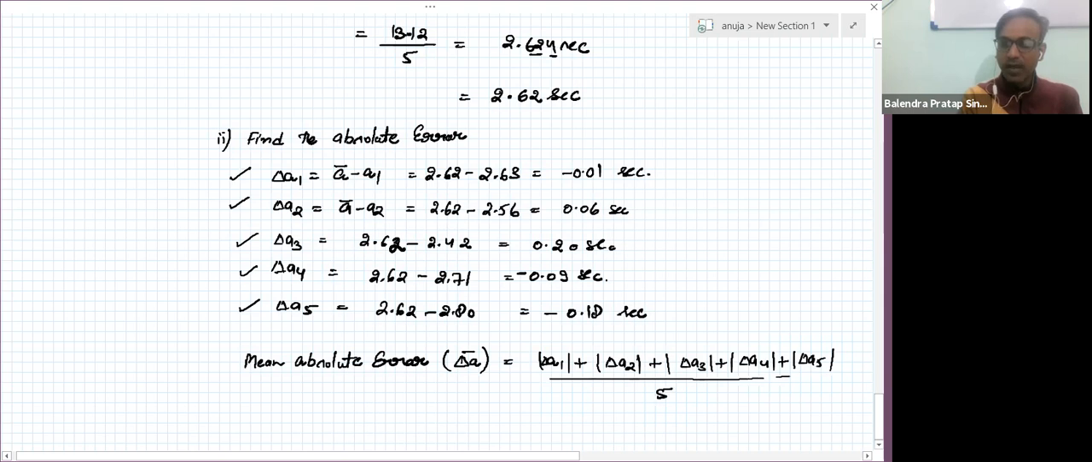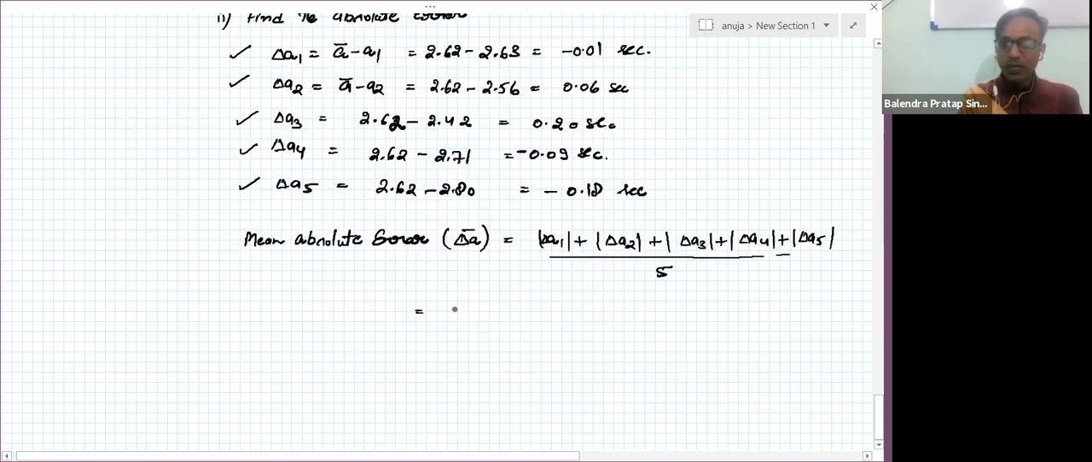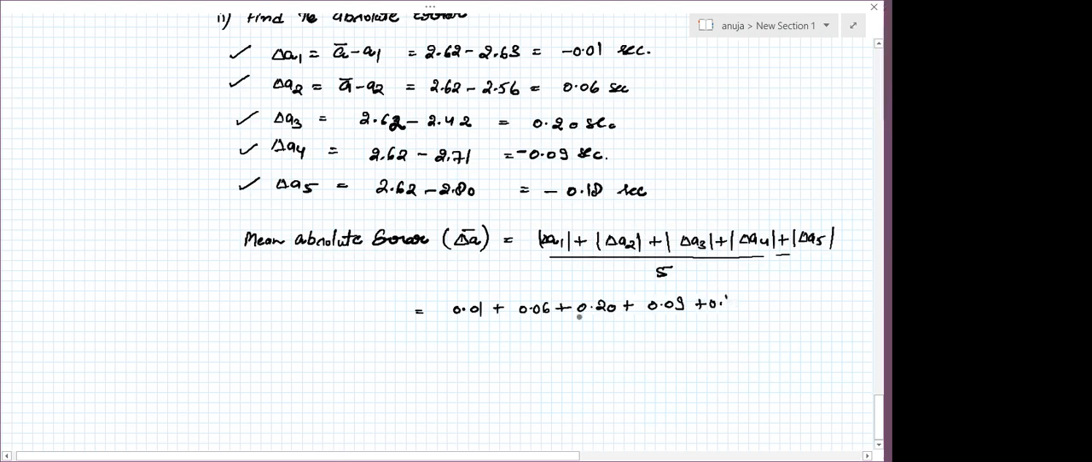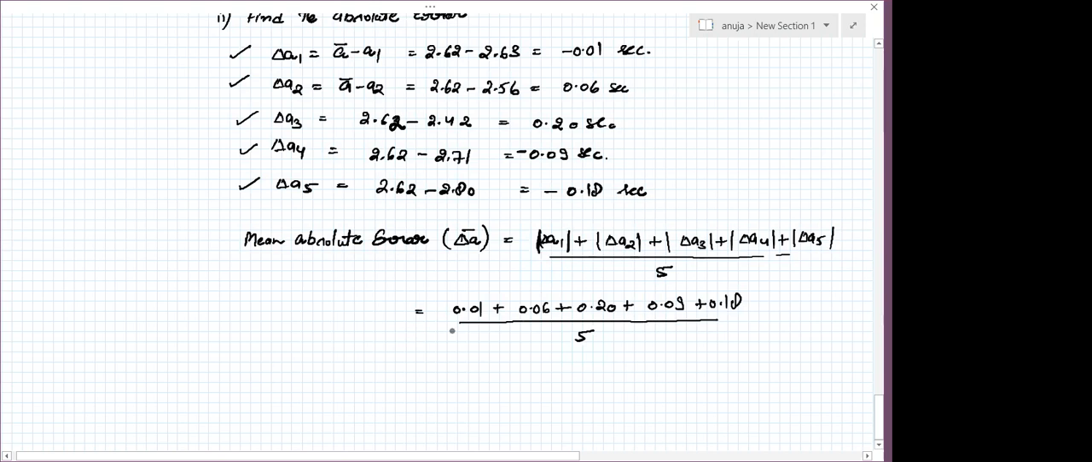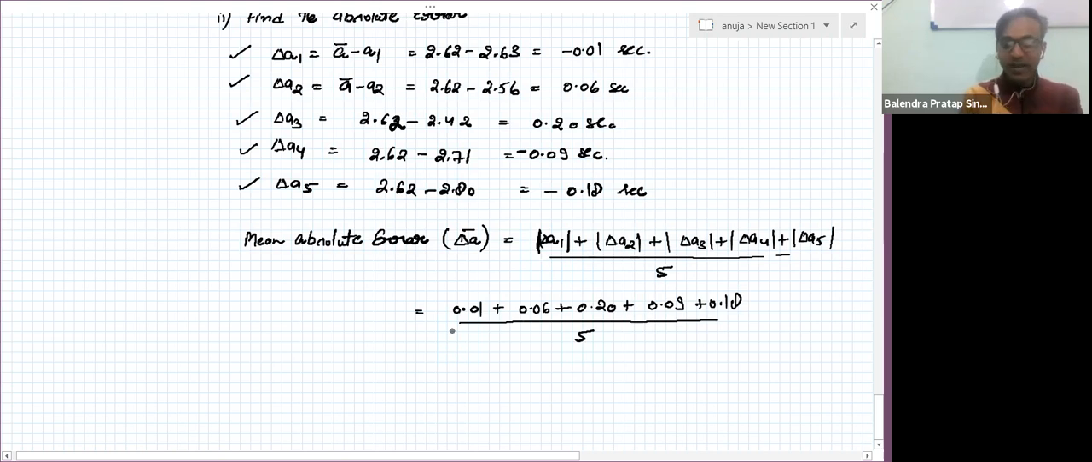So here the value is like magnitude of 0.01. I'm using only positive values: 0.06 plus 0.20 plus 0.09 plus 0.18 divided. Sir, delta A1 is minus 0.01. That's why I'm taking the mod value. Yes, mod. So you have to consider only positive values. You always add errors, you never subtract errors. This is the key point for solving numericals in error analysis. Always take positive values, either it is negative or positive.